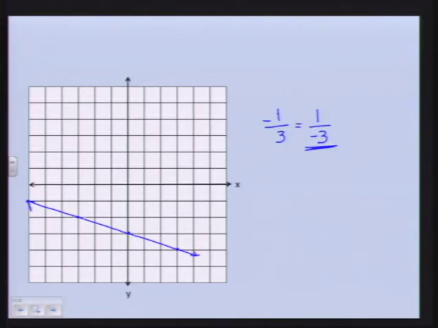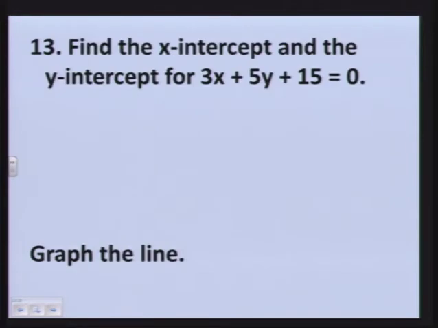All right, looking at the next problem now, we're going to find the x-intercept and the y-intercept for the equation 3x plus 5y plus 15 equals 0. So let's talk about finding the x-intercept. Now remember, if we're anywhere on the x-axis here, anywhere, our y is 0 because we've moved up or down none. So we're going to let y equals 0 in the equation, and then we'll be able to find the x.